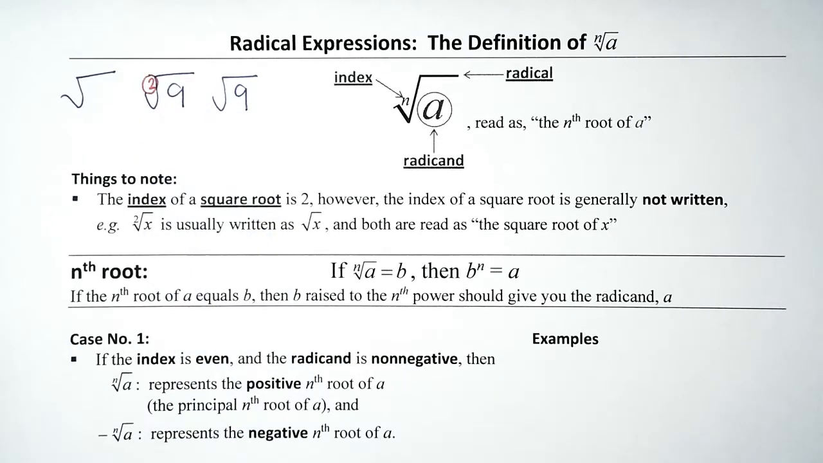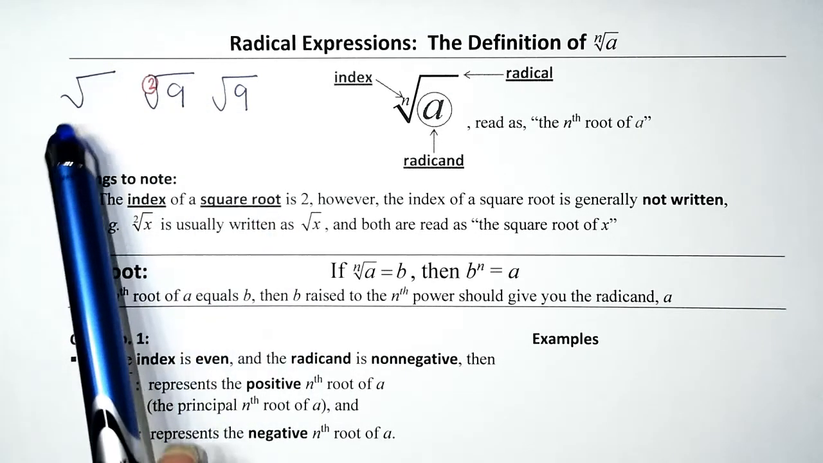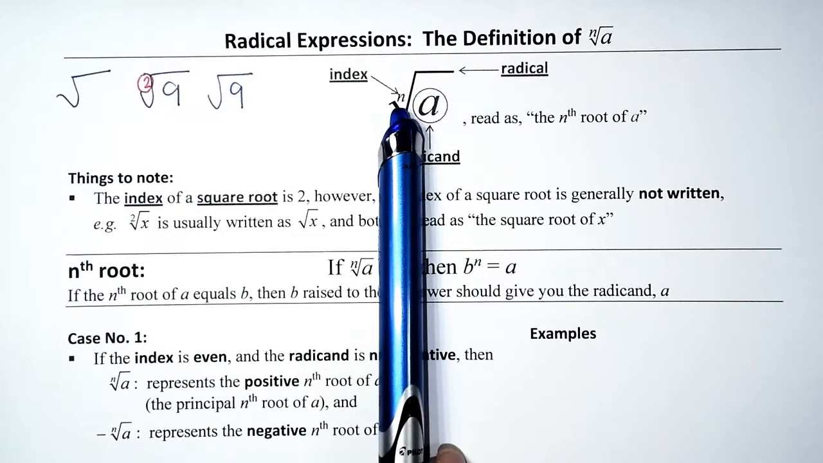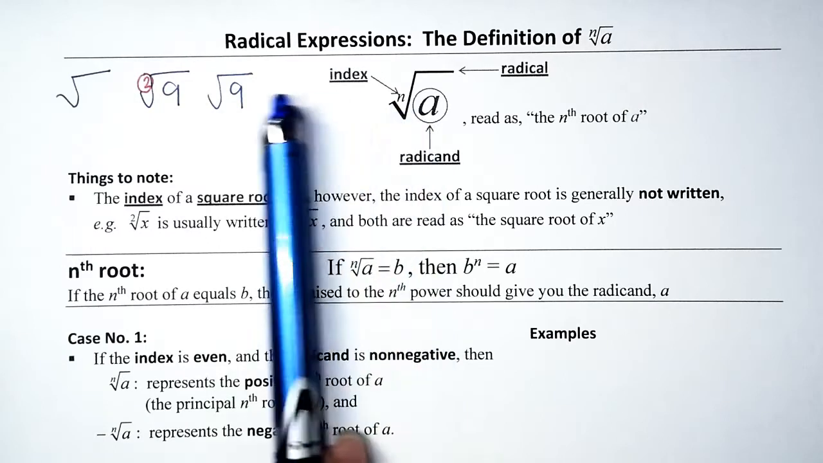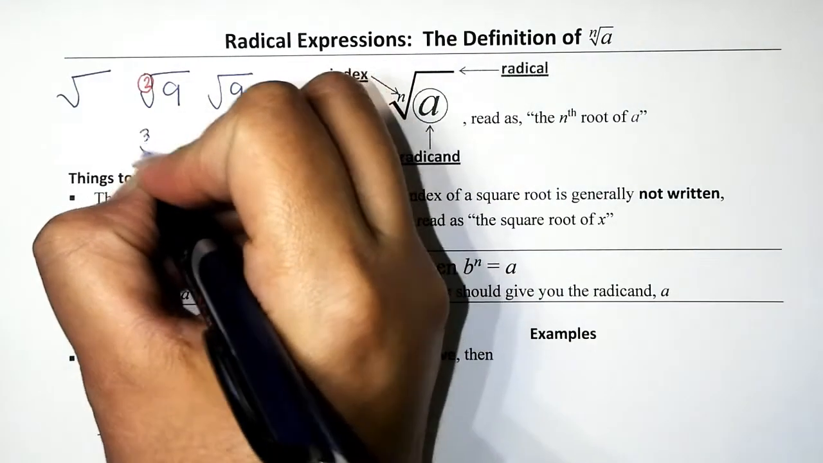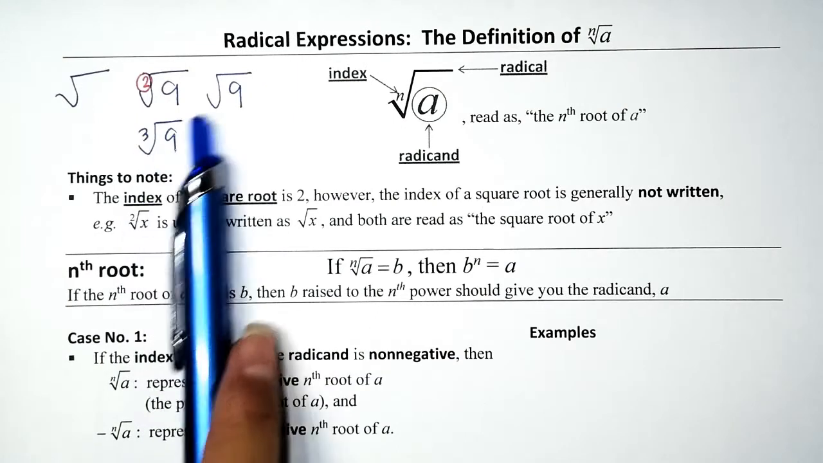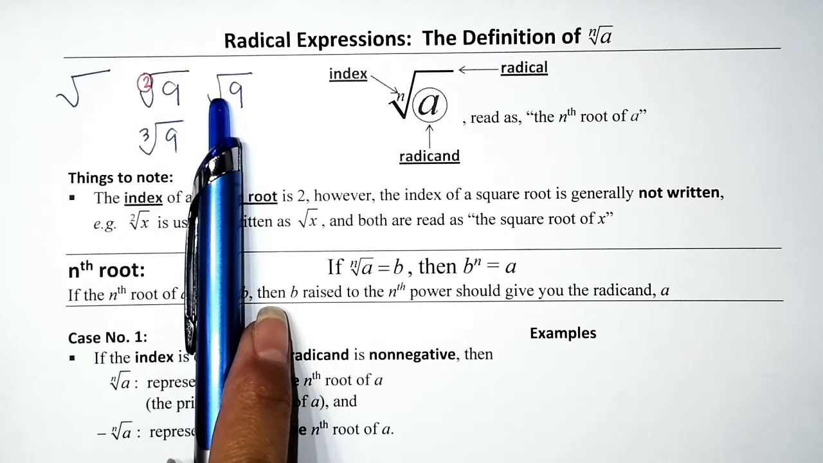Fantastic. Just to recap, the symbol right here is called the radical sign. The number that fits in that nook is called the index. If you see it written explicitly, then that number is the index. In this case, it's 3. If it's blank, then it's implied that the index or root is 2.